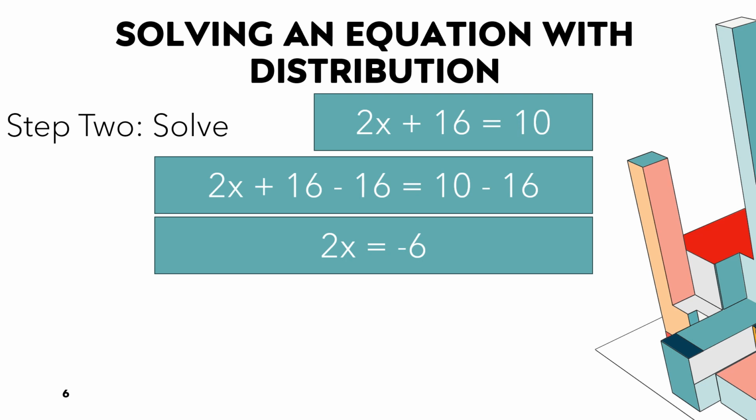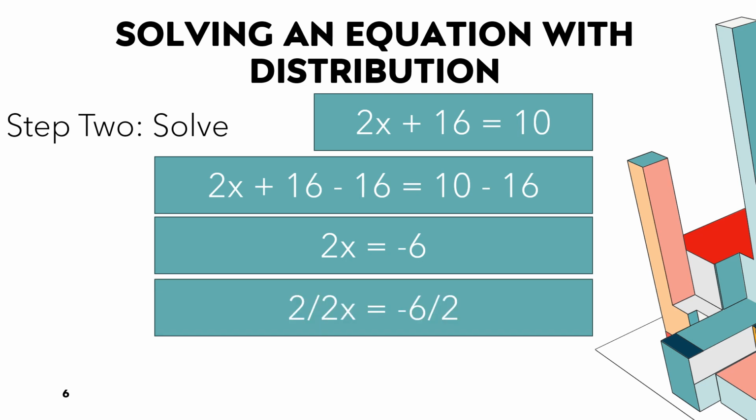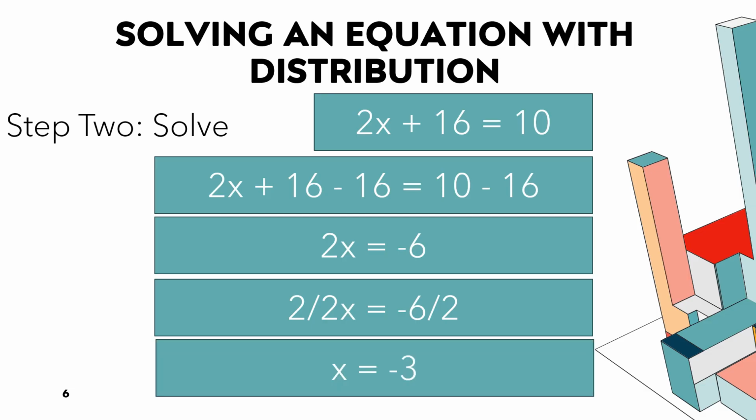To find x, we'll divide both sides by 2. Since we are dividing a negative number by a positive value, the answer will be negative. Dividing negative 6 by 2 gives us minus 3. So, x equals negative 3.